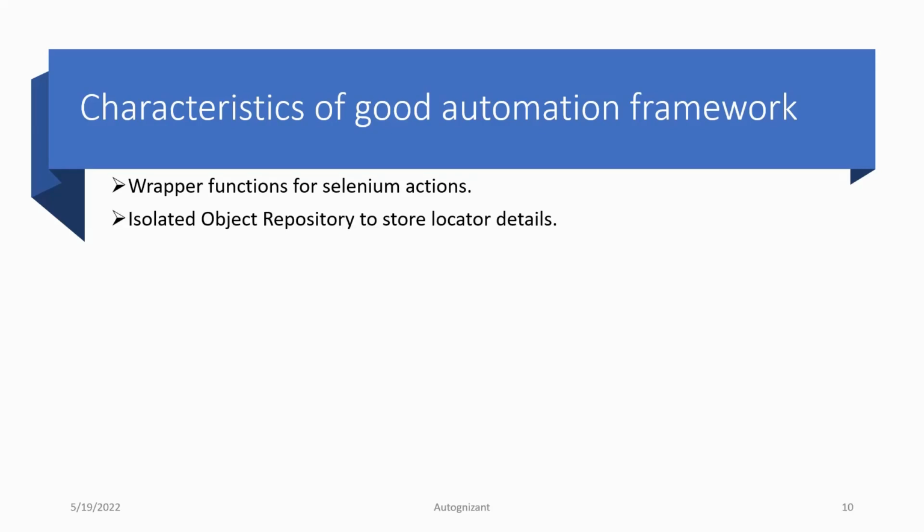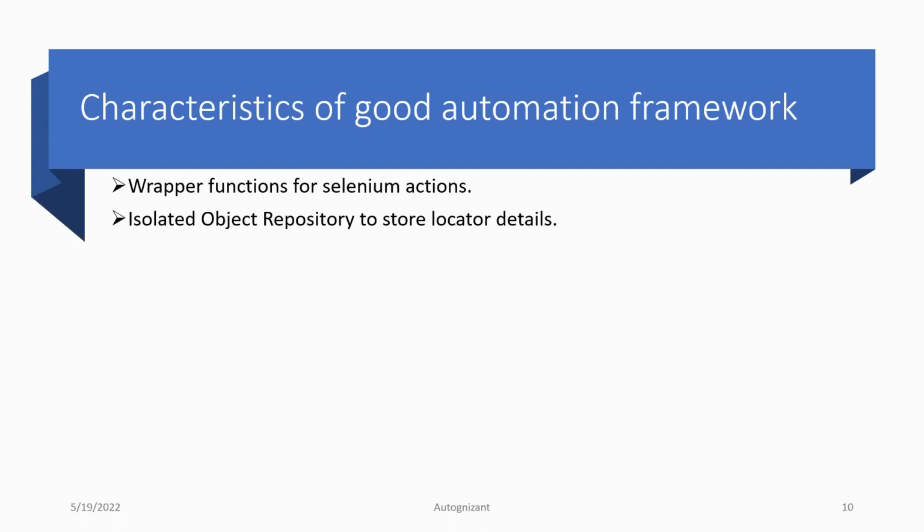The second point is isolated object repository to store locator detail. When I say isolated, it means that the locator details should be kept separately, and those locator details should not be mentioned in the page object model classes. So what are the advantages of keeping object repository isolated? If any locator details change, we no need to go inside a test script and modify our test scripts, right?